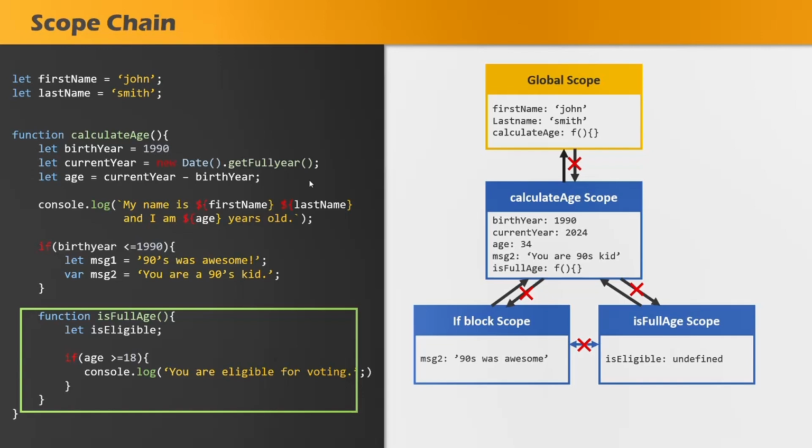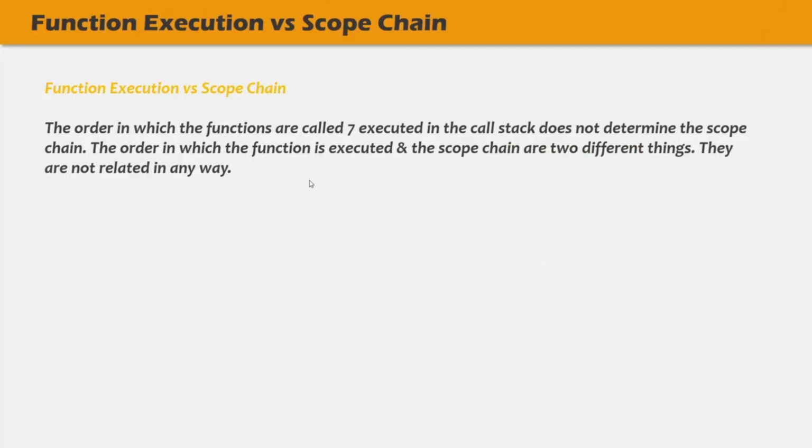Now, before we wrap up this lecture, I also want to mention one more thing, and that is the order in which the functions are called and executed in the call stack. It does not determine the scope chain. The order in which the function is executed and the scope chain are two different things. They are not related in any way. Let's try to understand this with an example.